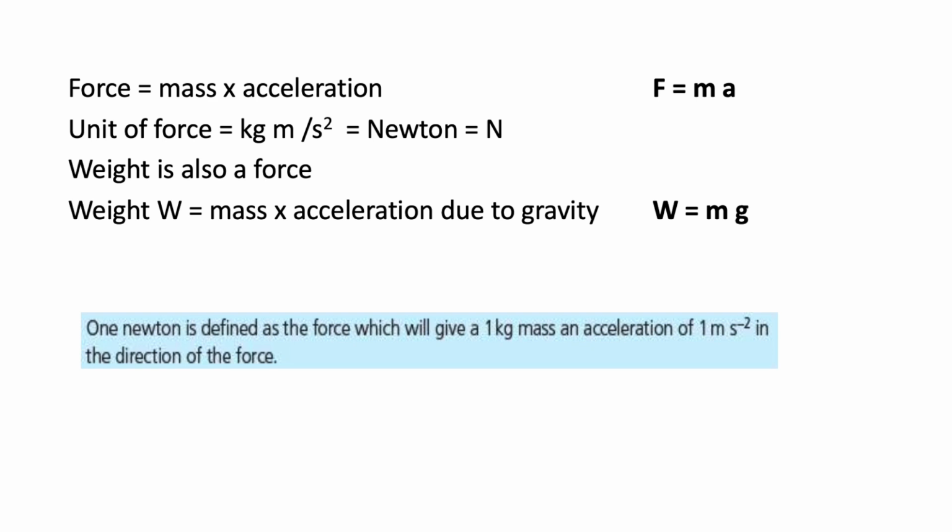Weight is also a force. Weight W equals mass times acceleration due to gravity. That is, W = mg. 1 Newton is defined as a force which will give a 1 kilogram mass an acceleration of 1 meter per second squared in the direction of the force.